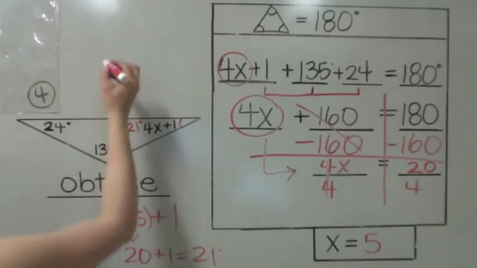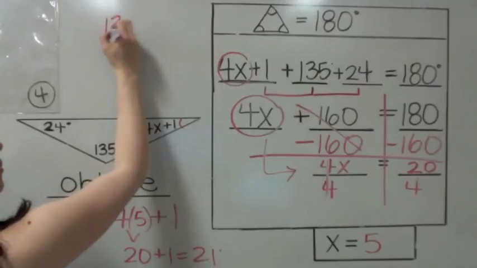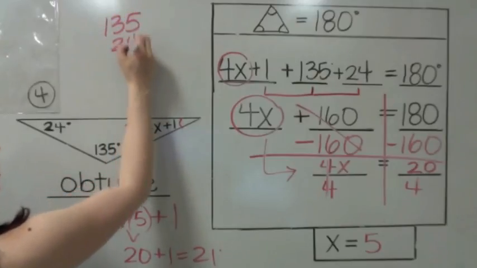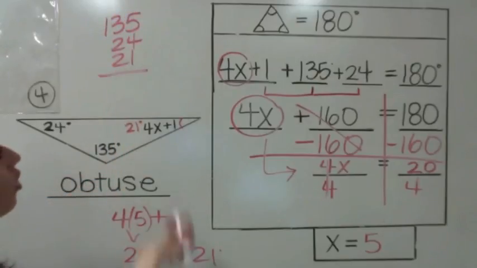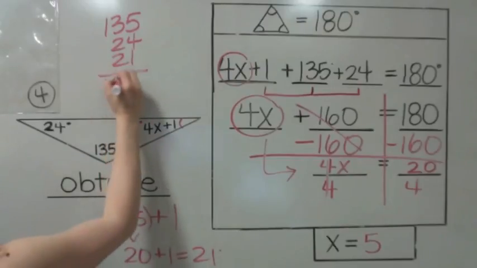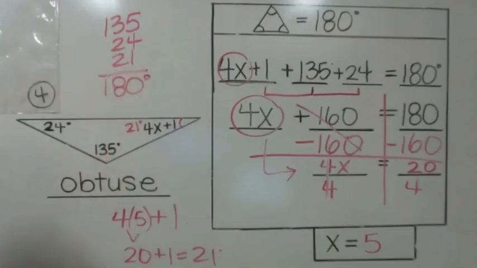Now, let's make sure that this all adds up. If I take 135 plus 24 plus 21 in my calculator, will that give me 180 degrees? Yes, it sure will. All right, go ahead and get that down.